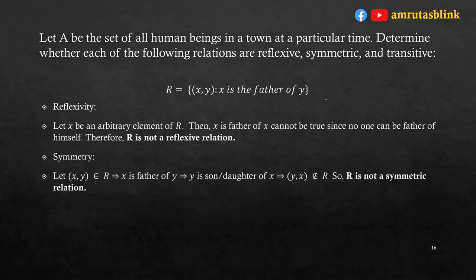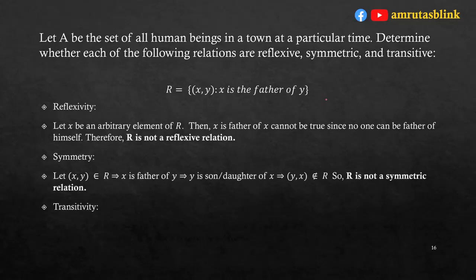Now we'll check whether the relation is symmetric or not. Let's suppose (x, y) belongs to R. What do we mean by this? x is a father of y. Once we say that x is a father of y, that means obviously y is either son or daughter of x. So we cannot say that y is a father of x. Hence when (x, y) belongs to R, we can conclude that (y, x) doesn't belong to R. Hence it is not a symmetric relation.